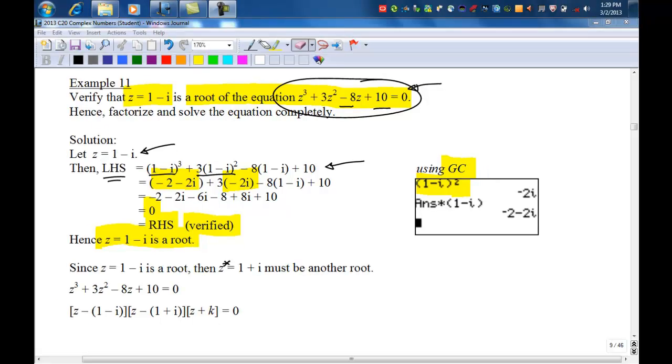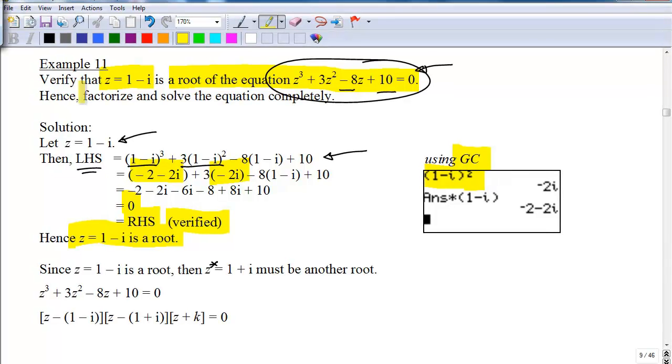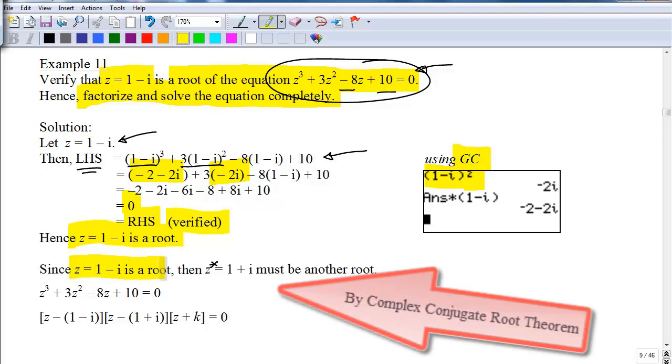Now that we have verified the root, the question wants you to now factorize and solve the equation completely. So what we're going to do, we are going to make use of what we've learned earlier again. Now if z equals 1 minus i is a root, then z conjugate, please add the star there, equals 1 plus i must be another root.